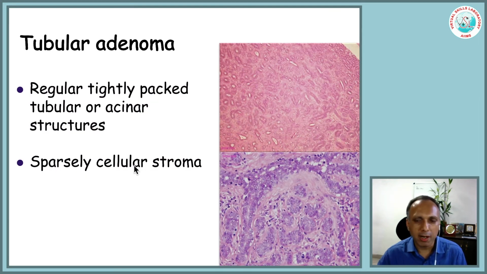Then you have tubular adenomas. As the word suggests, the glands comprise tubules, small tubule-like structures which are present in an organized mass-like lesion. So you have tightly packed tubular or acinar structures, and the stroma in between is quite sparse.